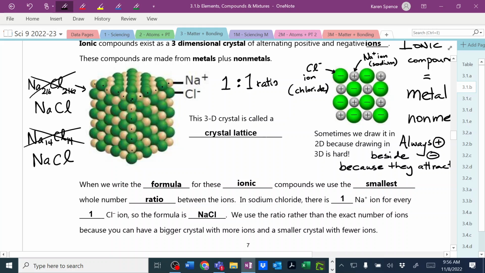So we're essentially just using the smallest whole number ratio. It's usually going to be 1-to-1, 1-to-2, maybe 2-to-3 would be one of the most complicated, okay? So when we write the formula for these ionic compounds, remember they're made of ions, we use the smallest whole number ratio. So we don't have to worry about how big my crystal is, how many atoms are actually in my crystal. We know there's 1 sodium for every 1 chloride.